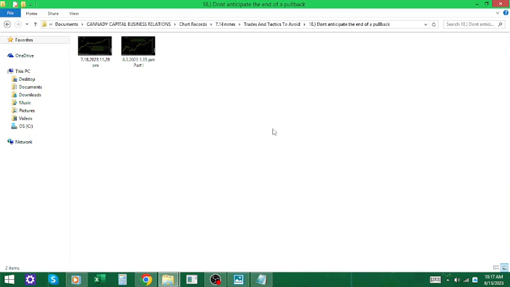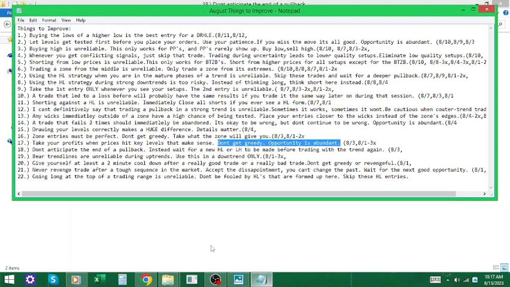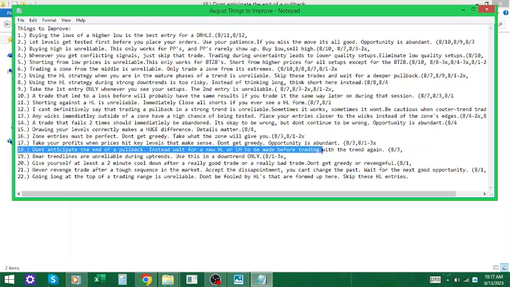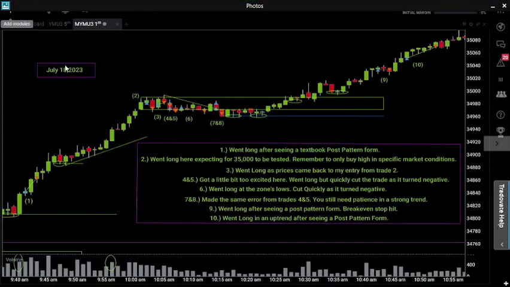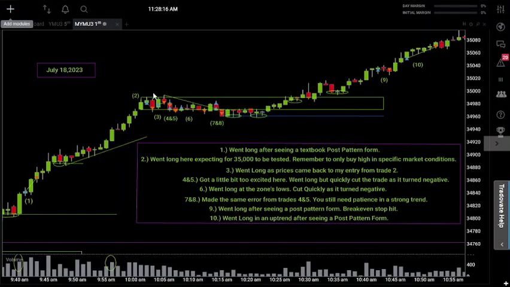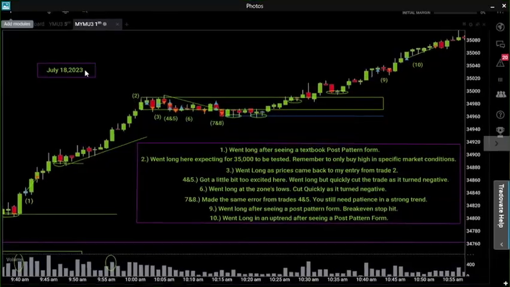So 18, let's go ahead and get into that. Do not anticipate the end of a pullback. Instead, you need to wait for a new higher low or a new lower high, depending on what kind of trend you're trading. You need to wait for that to be made before trading with the trend again. I think we talked about that earlier, but let's talk about it a little bit more, because on this day right here, July 18th, this is a perfect example of what I'm talking about.